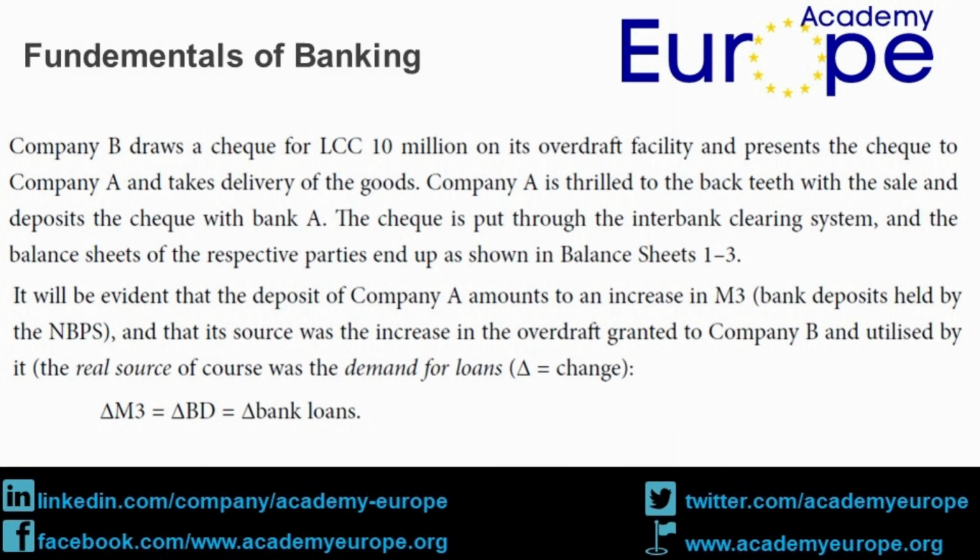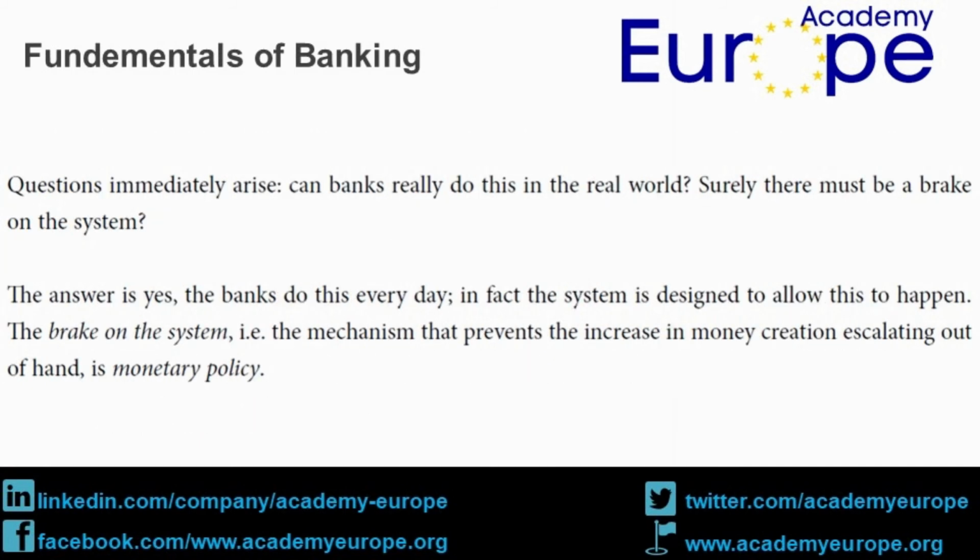It will be evident that the deposit of Company A amounts to an increase in M3, bank deposits held by the NBPS, and that its source was the increase in the overdraft granted to Company B and utilized by it. The real source of course was the demand for loans. Change in M3 equals change in BED equals change in bank loans. Questions immediately arise: can banks really do this in the real world? Surely there must be a brake on the system? The answer is yes, the banks do this every day. In fact, the system is designed to allow this to happen. The brake on the system, i.e. the mechanism that prevents the increase in money creation escalating out of hand, is monetary policy.